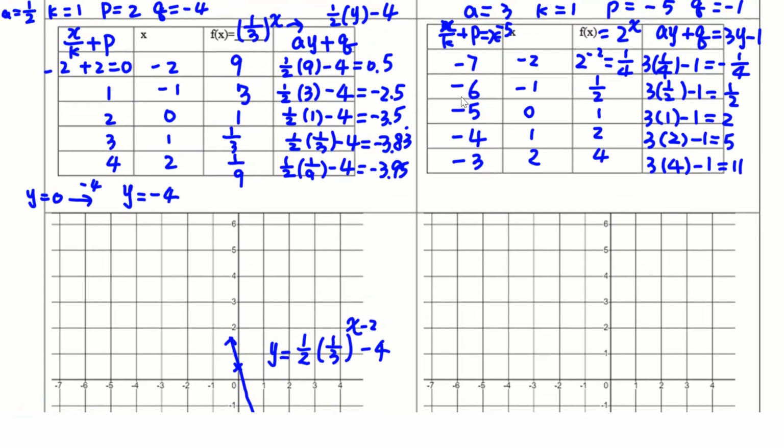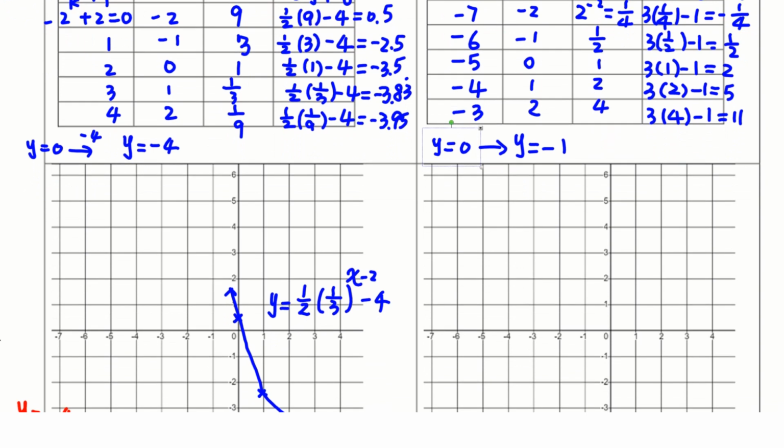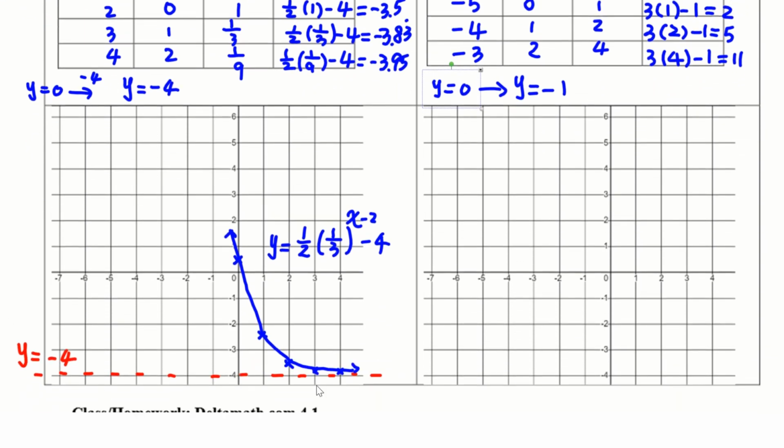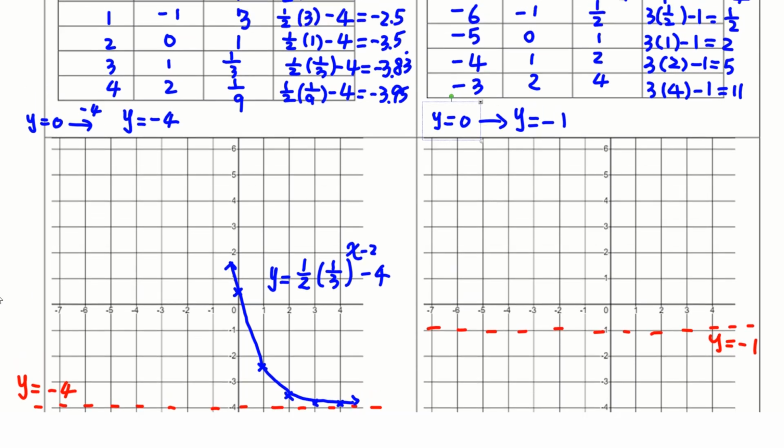So it's -7, -1/4. And also the new horizontal asymptote, instead of y equals 0, becomes y equals q, y equals -1. So we are going to draw a line at -1. So this is your new horizontal asymptote. The whole graph will be above this y equals -1 horizontal asymptote.